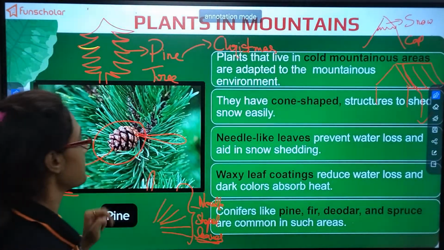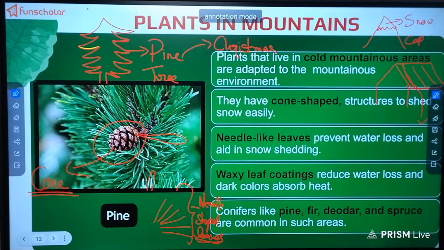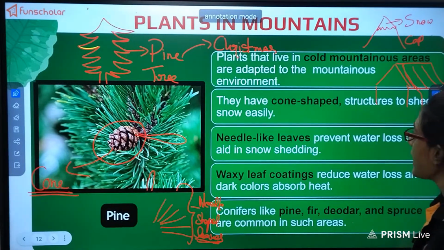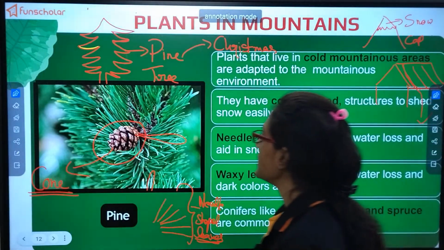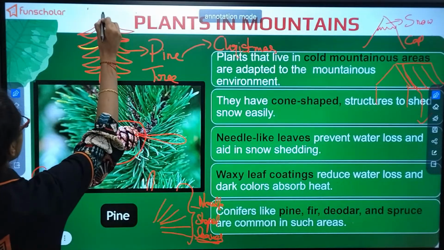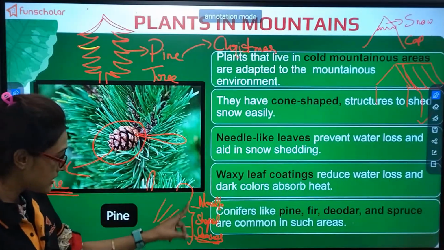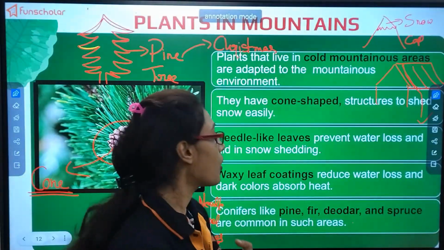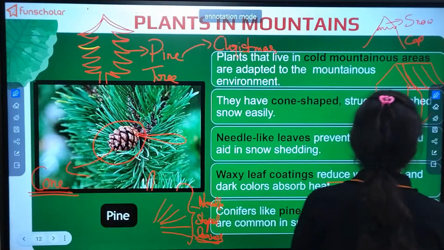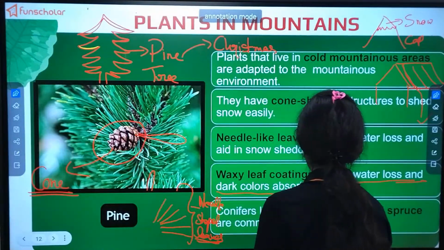Now let us read. Plants that live in cold mountain areas are adapted to the mountainous environment. Yes, they do. How? They have a cone-shaped structure to shed snow easily. This thing I have just told you. Needle-like leaves, I have already shown you. Why do they have needle-like leaves? To prevent loss of water, and also dark color leaves to absorb heat.